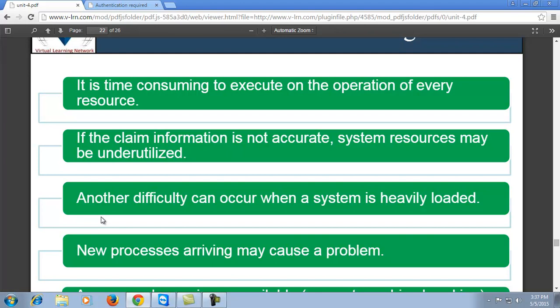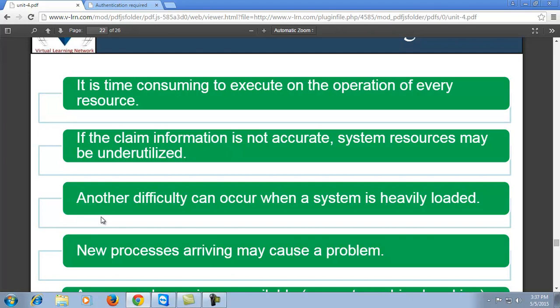if P1 process requires only R3 and R5 resources, but our expectation of their future need is R3, R5, R7, R9, and R7 and R9 resources are also required by another process, but we allocate them to the previous one and they are not used by the previous one but are required by the next process. So that kind of problem occurs. In the second situation, if the claim information is not accurate, system resources may be underutilized, which I told you and which we discussed in the previous example.